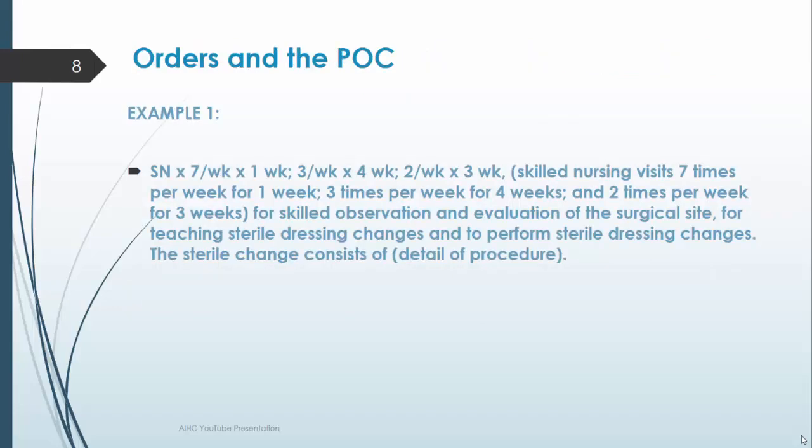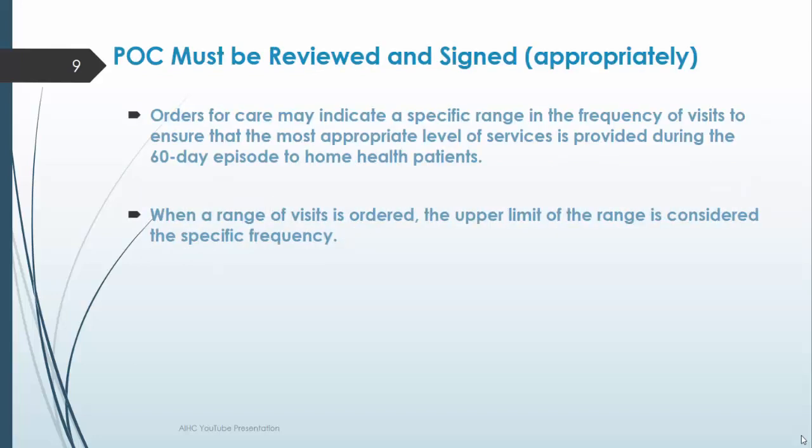The orders of the plan of care must indicate the type of services to be provided to the patient, both with respect to the professional who will provide them and the nature of the individual services, as well as the frequency of the services. This example is specific to the number of skilled nursing visits, frequency, and the duration. Orders for care may indicate a specific range in the frequency of visits to ensure that the most appropriate level of services is provided during the 60-day episode to home health patients. When a range of visits is ordered, the upper limit of the range is considered the specific frequency.